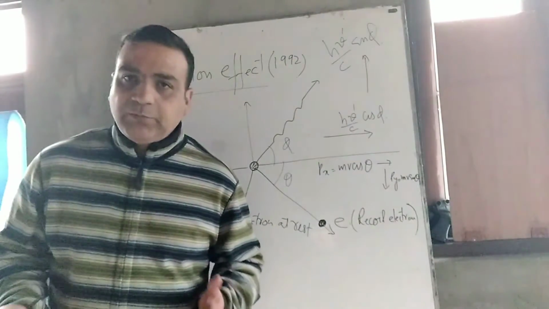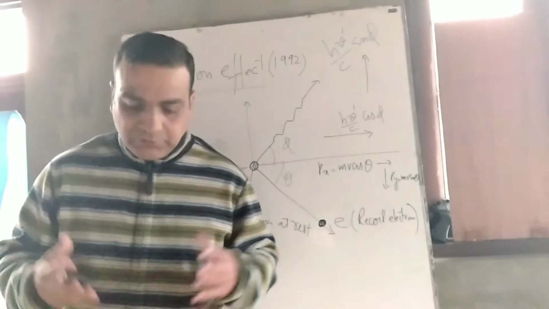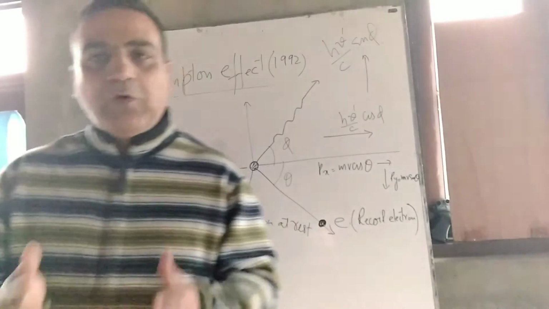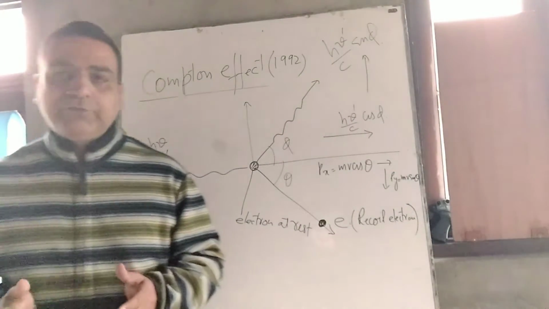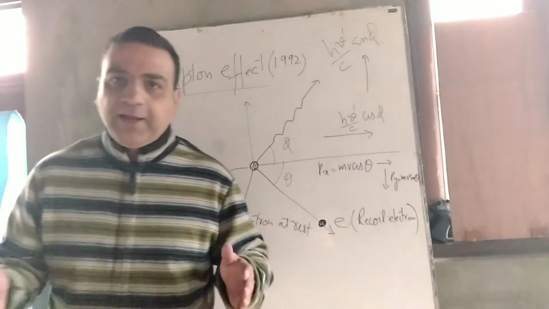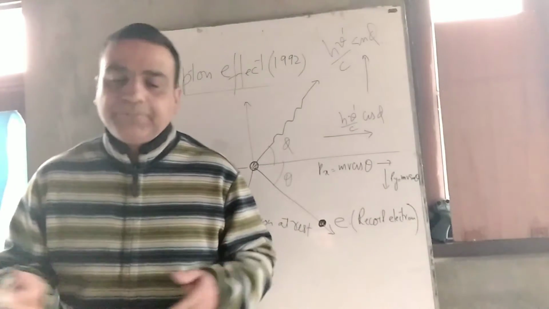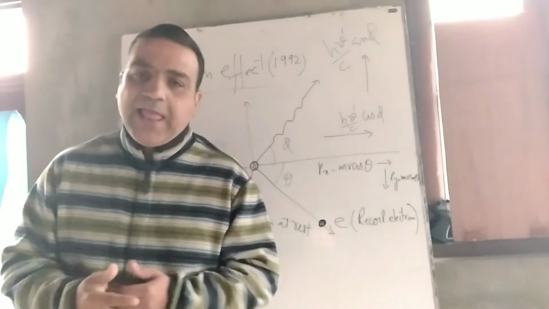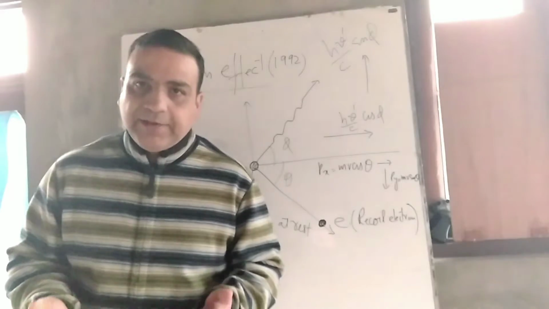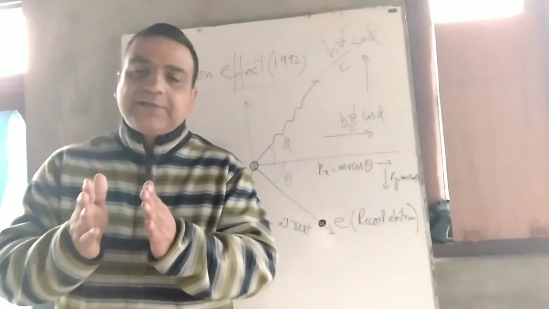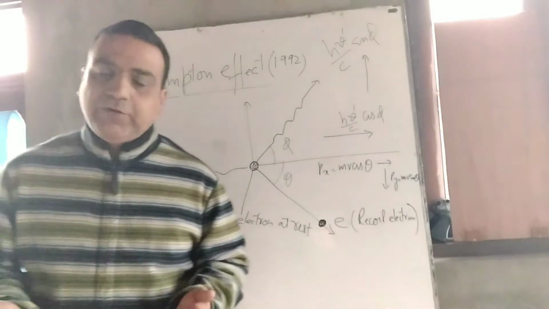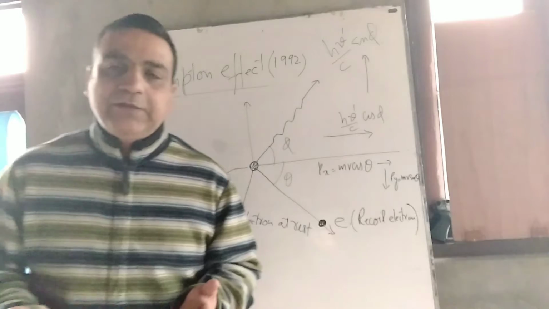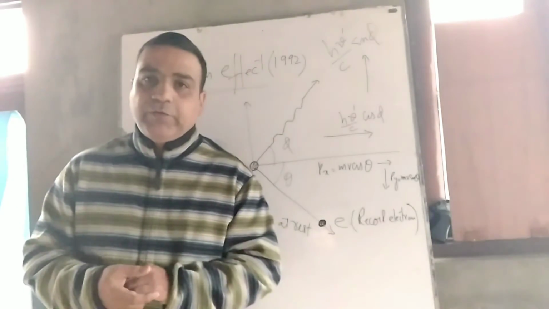So what was the outcome of Compton's experiment? The outcome of Compton's experiment is that the radiations that are falling on the electrons, which are probably assumed to be free and momentarily at rest, the scattered radiations have both the frequencies in them. They have frequencies equivalent to that of the incident radiations, and they have frequencies which are less than that of the frequency of the incident radiations.